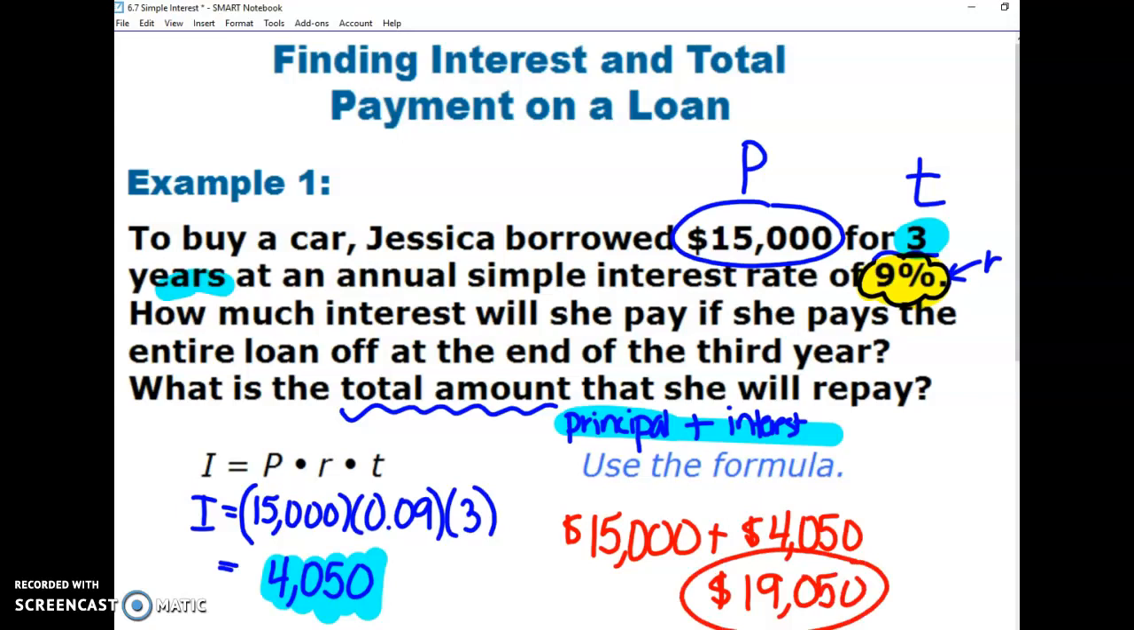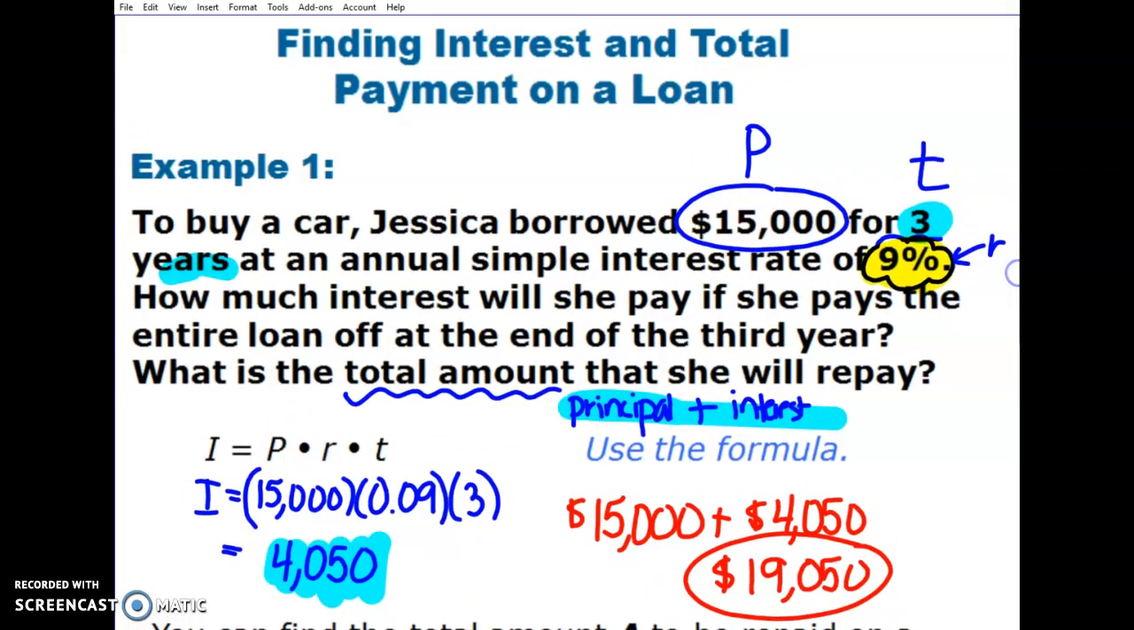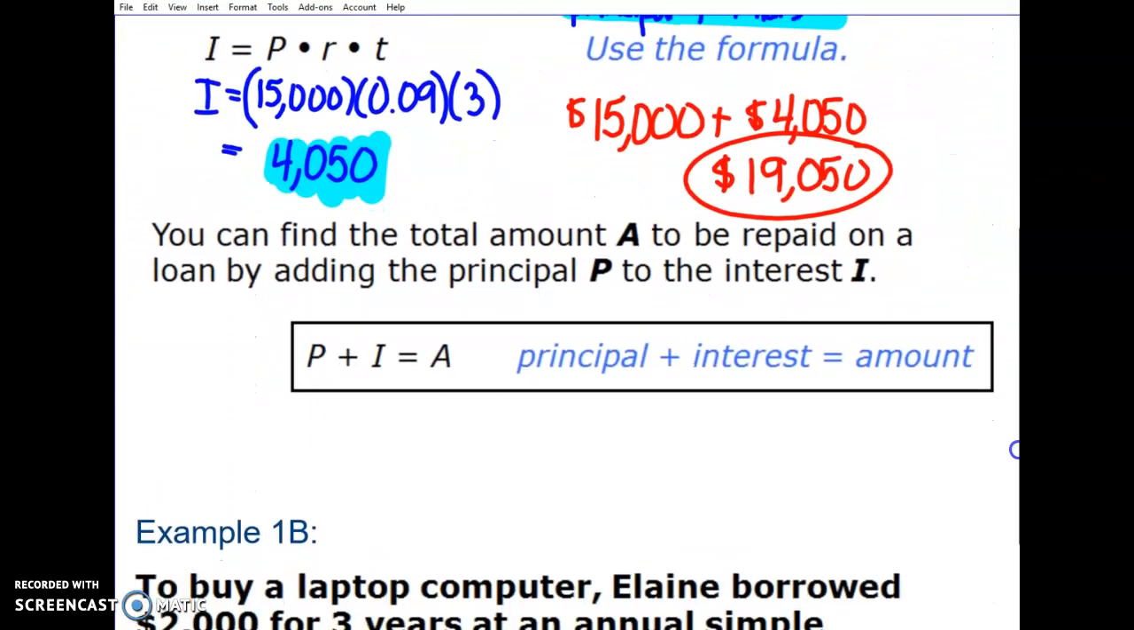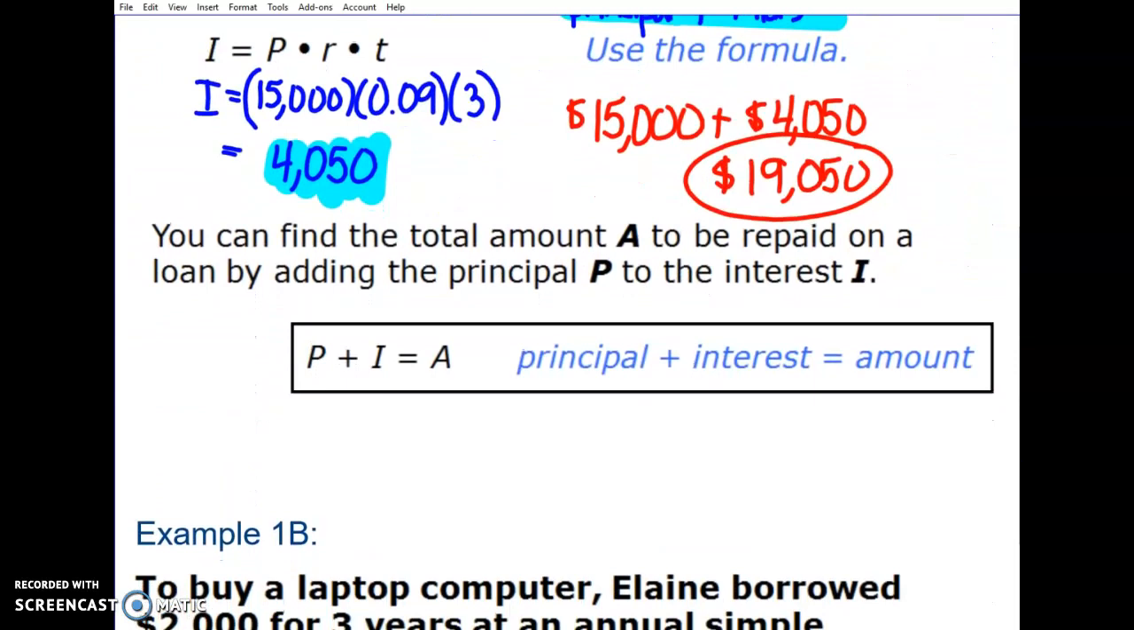Okay, so the same thing is true if you put money in the bank. The bank actually pays you a little bit to keep that money in there. Okay, let's try one more right here. You find the total amount, A, to be repaid on a loan by adding the principal to the interest. Can you please write this formula also in your notebook, just to use as a reference as you're doing it?